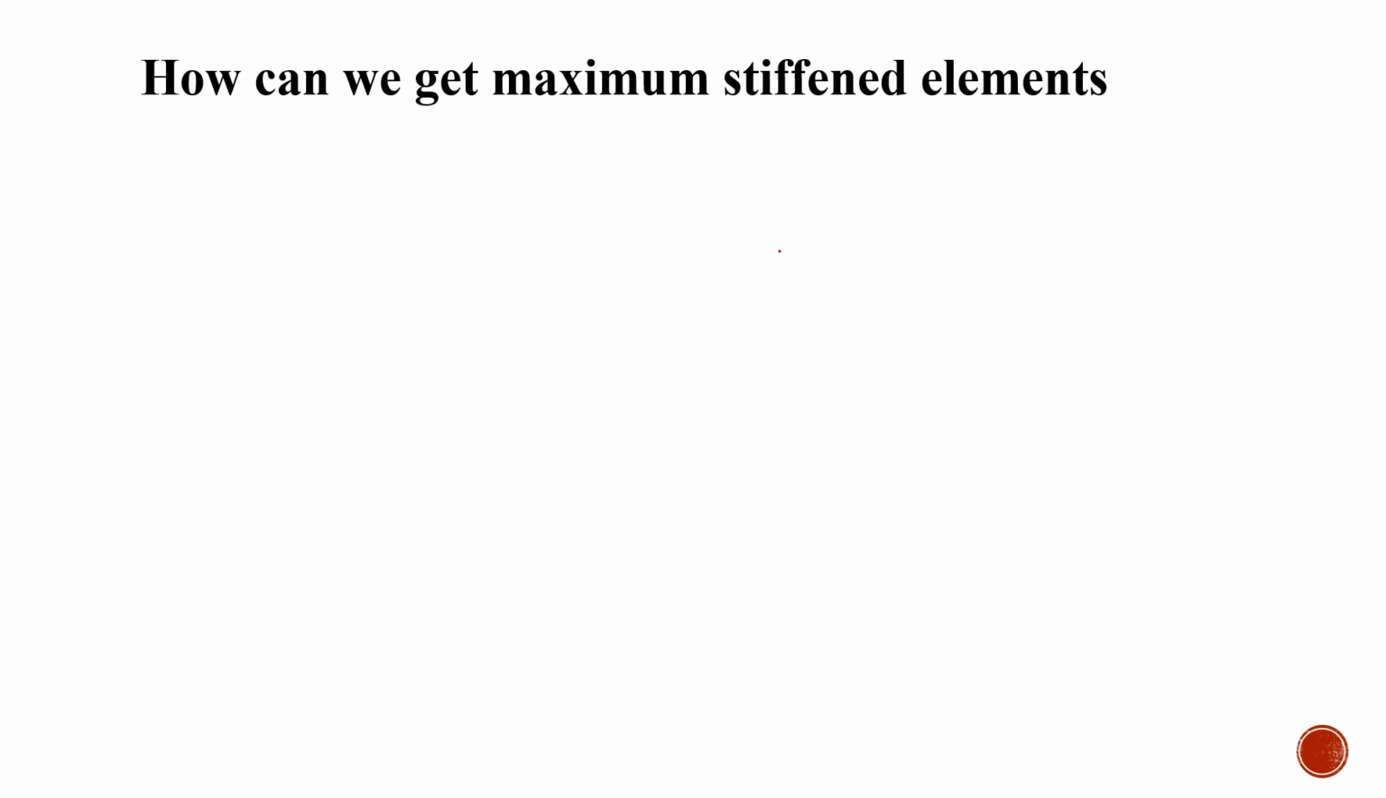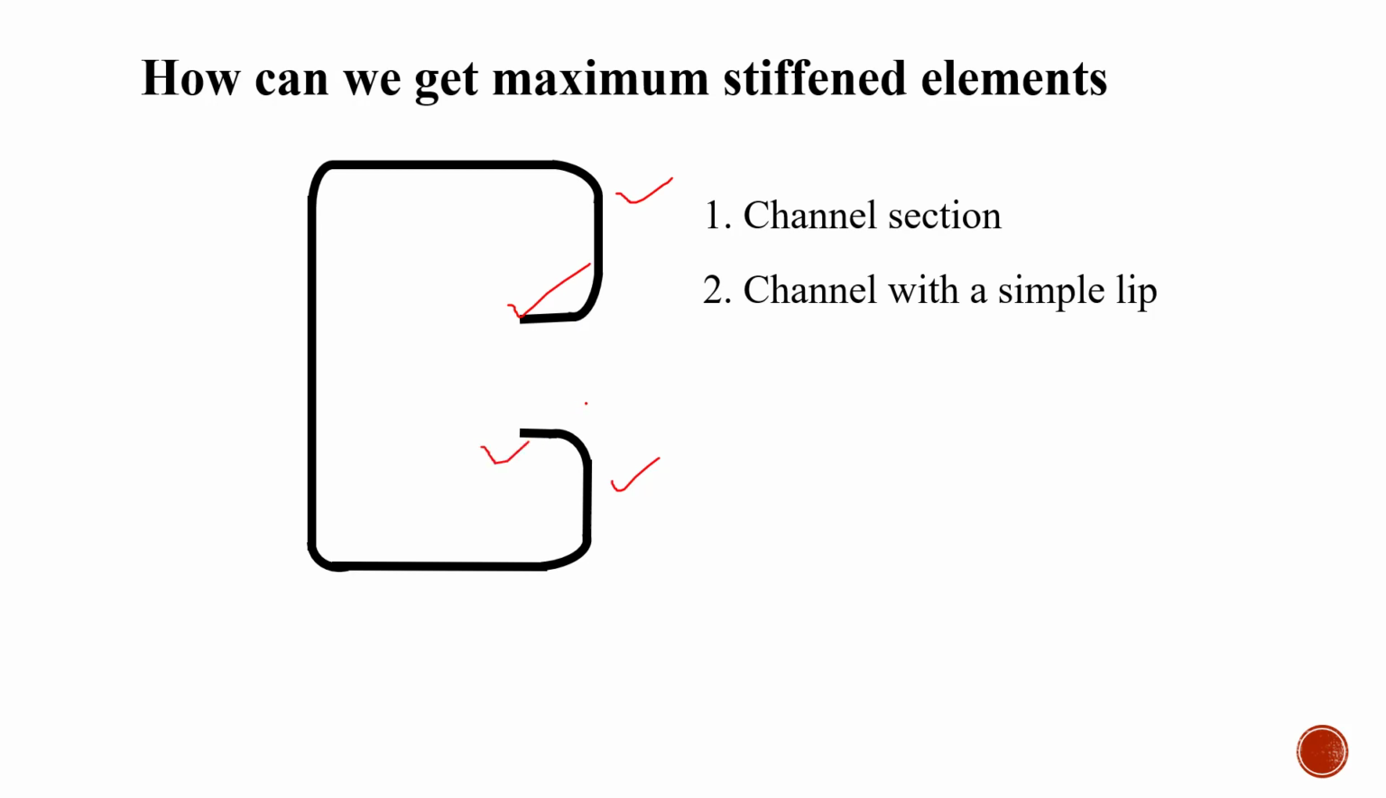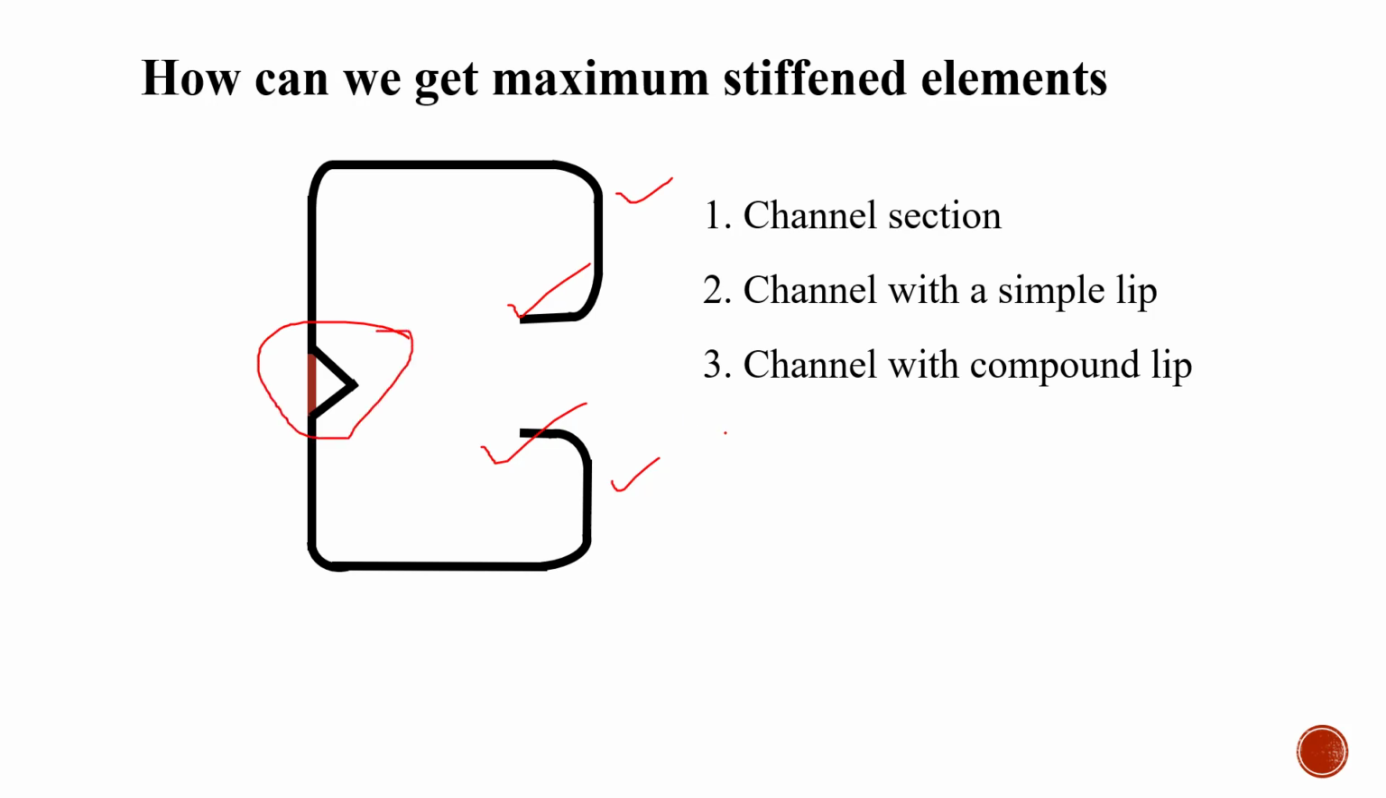So how to get the maximum stiffened elements? So you have a channel section. To stiffen it, you can provide the lips as shown here. Then you can again stiffen by providing additional length for the lips, and this is an example of the multiple stiffened.